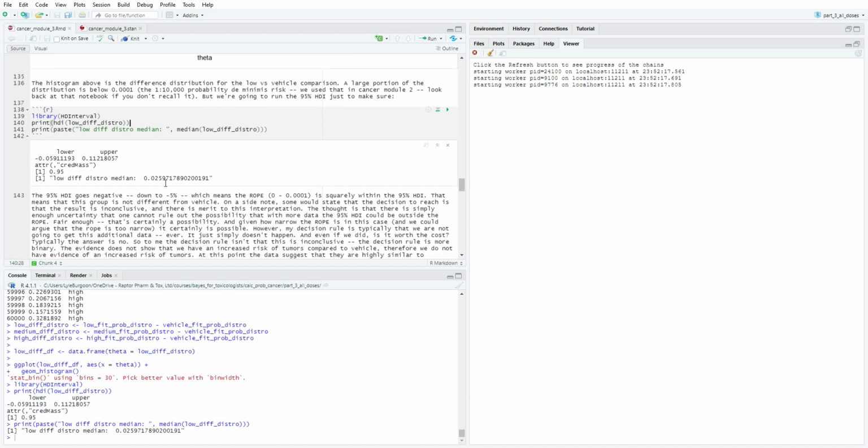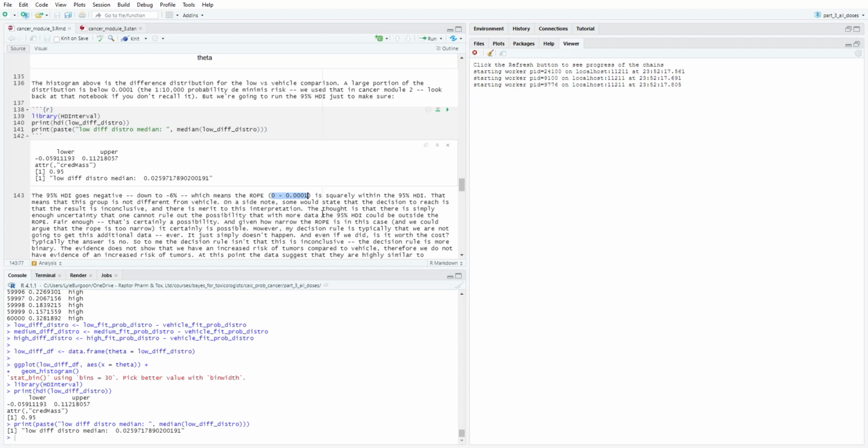There we go. So what we see is the 95% highest density interval definitely goes negative. It goes out clear to negative. Well, I wrote 5%. I should have written 6%. Let's just update that real quick. So it goes down pretty quick, quite a ways, which means the rope is definitely squarely inside of this 95% highest density interval because it goes all the way up to 11%. So this range of 0 to 0.0001, which represents the 1 in 10,000 de minimis risk that risk assessors like to use for cancer, that's squarely within the 95% highest density interval.